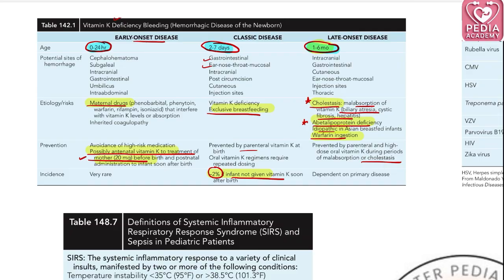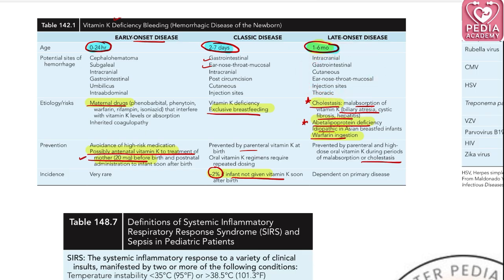Now we will discuss vitamin K deficiency bleeding. This is a simple looking topic, but it is very important. Early onset disease, just remember the duration 0 to 24 hours. Classical disease is 2 to 7 days. Late onset disease 1 to 6 months. Okay, so you have to remember the potential sites of hemorrhage like cephalohematoma, GI and umbilicus in early, and ear, nose, throat, post circumcision in classical, and injection site generally is seen in late onset disease.